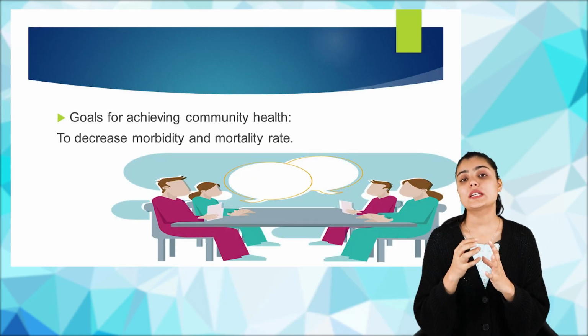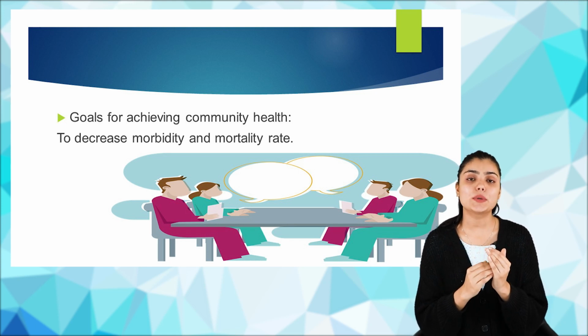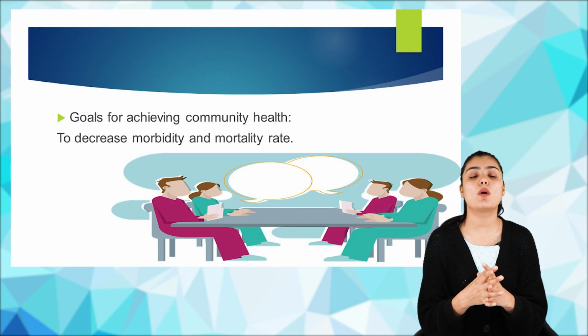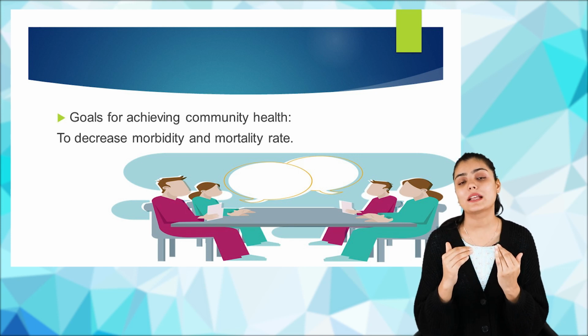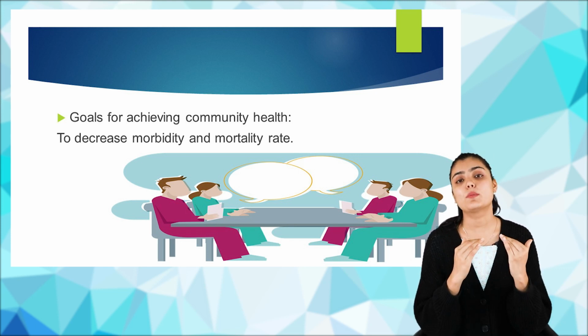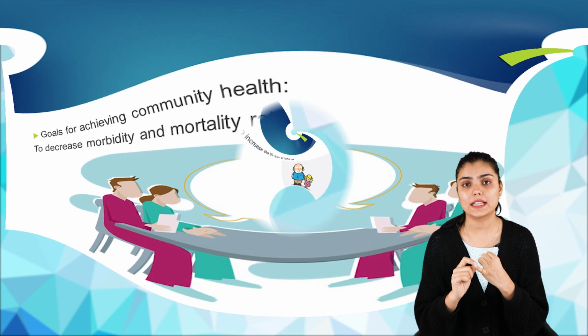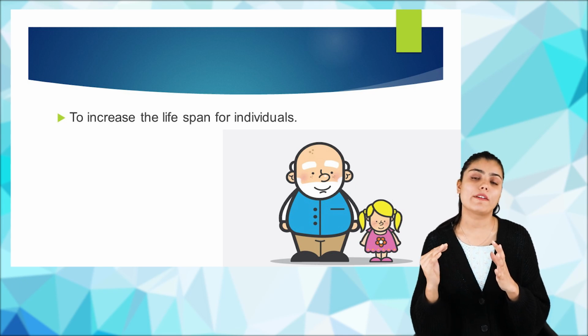Let us now see what are the goals for achieving community health. The first one is to decrease the morbidity and mortality rate. By decreasing the morbidity and mortality rate, we will be able to obtain optimum health in the community. To decrease morbidity and mortality rate is the first goal for achieving community health. The second goal for achieving community health is to increase the lifespan of an individual.